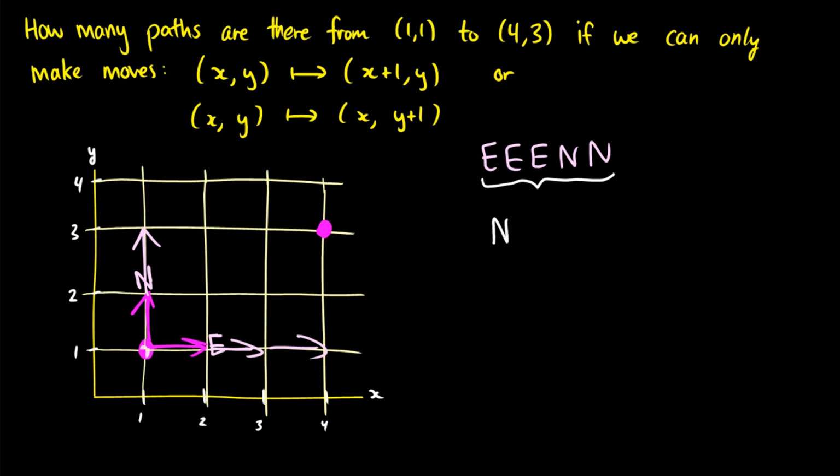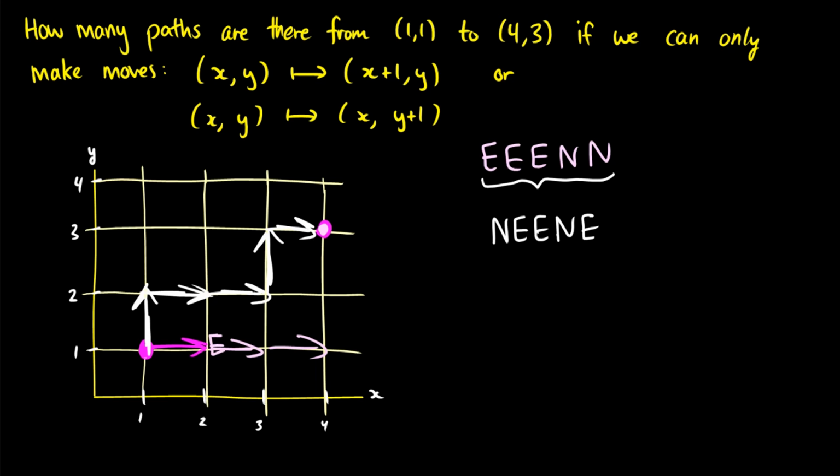Let's get some random sequence like N, E, E, N, E. Okay, so we start at 1, 1. So first we're going to go north. Now we're at 1, 2. We're going to go right to 2, 2, right to 3, 2, north to 3, 3, and then east to 4, 3. So that's one path.